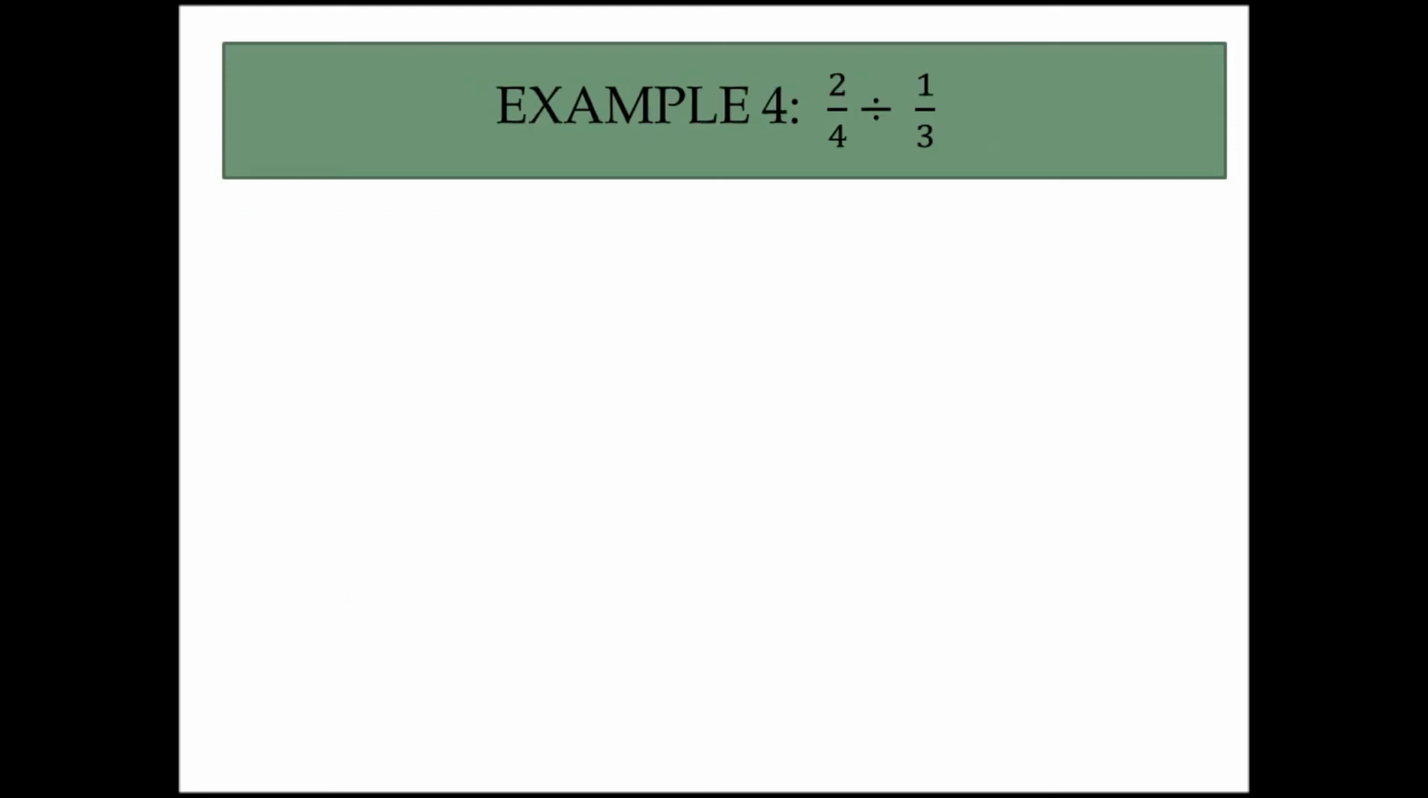Okay, one more time for the division. So we have 2 over 4 divided by 1 over 3. So we're going to go ahead and flip it over and it becomes a multiplication problem. So now we have times 3 over 1. So when we multiply, 2 times 3 is 6. 4 times 1 is 4.